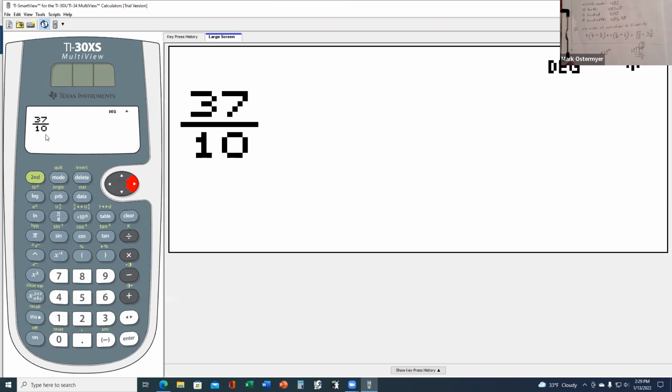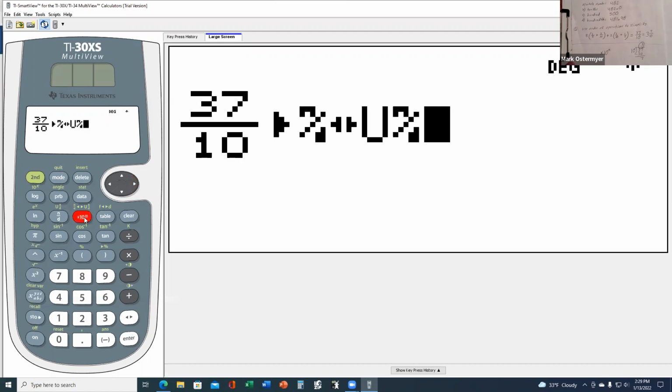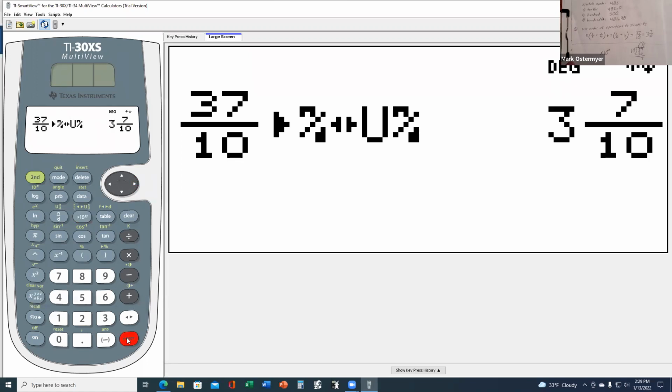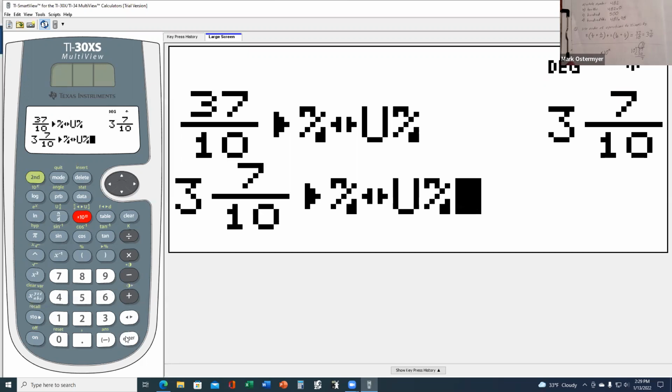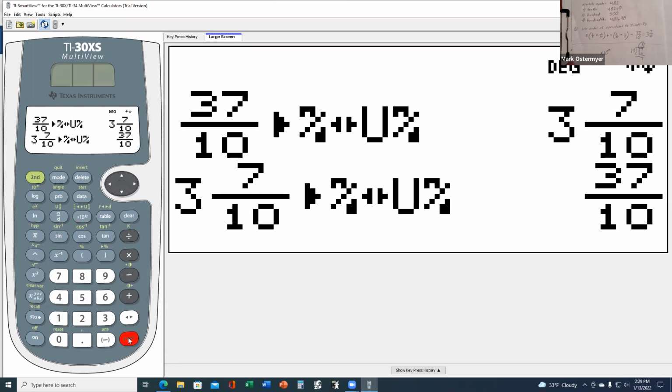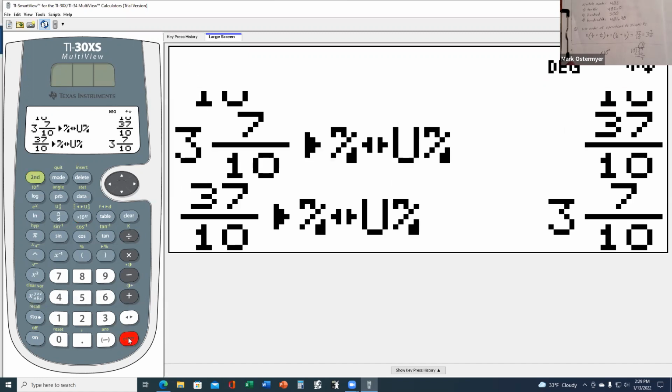So in order to convert this into its mixed number equivalent form, we hit the second key followed by the times 10 to the nth power key. Brings up all that. Now just hit enter and boom, it takes you to the equivalent mixed number, 3 and 7 tenths. If you want to go back to improper fraction, bring up that function again. So second times 10 to the nth power key, hit enter again, and boom, it goes back to 37 tenths. You can always toggle back and forth between mixed number and improper fraction. Everybody see how that worked there?